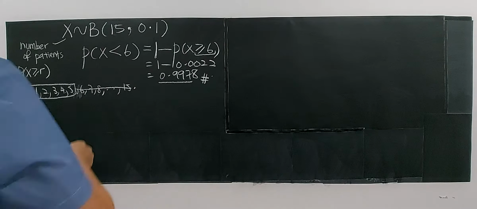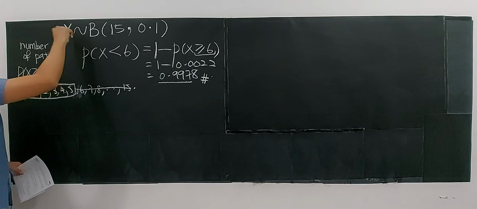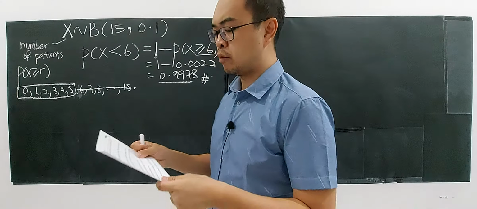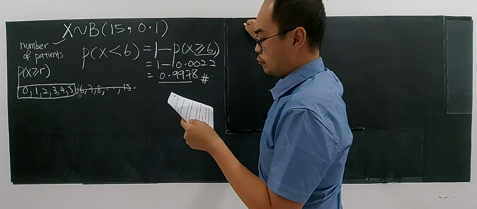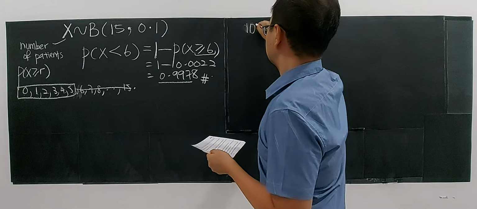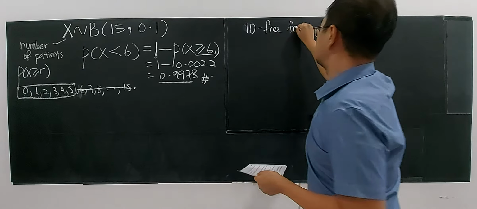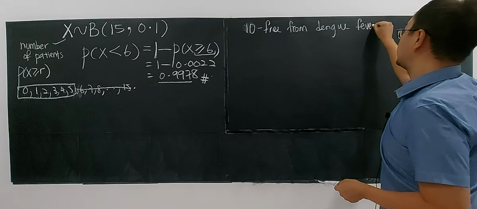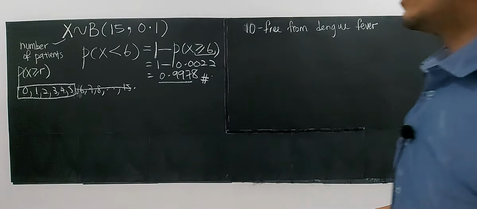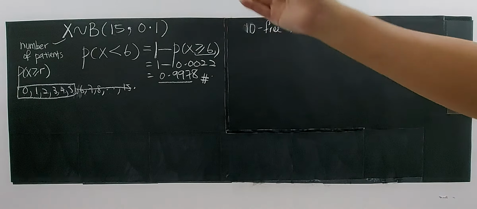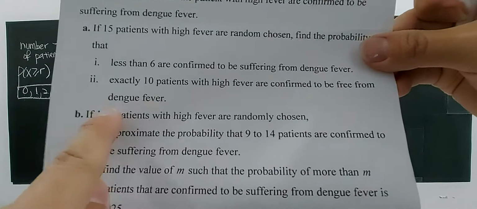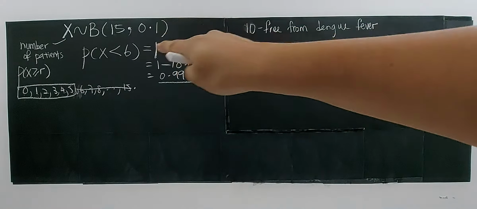Free from dengue fever. This X is the number suffering from dengue fever, right? But the question here says confirmed to be free from dengue fever. So if 10 patients are free from dengue fever, then how many of them suffer from dengue fever? The question tells you, so read carefully: exactly 10 patients with high fever are confirmed free from dengue fever. So you have 15 people.